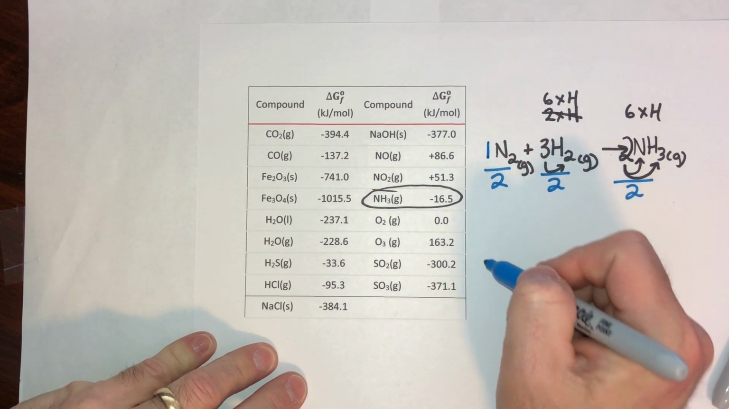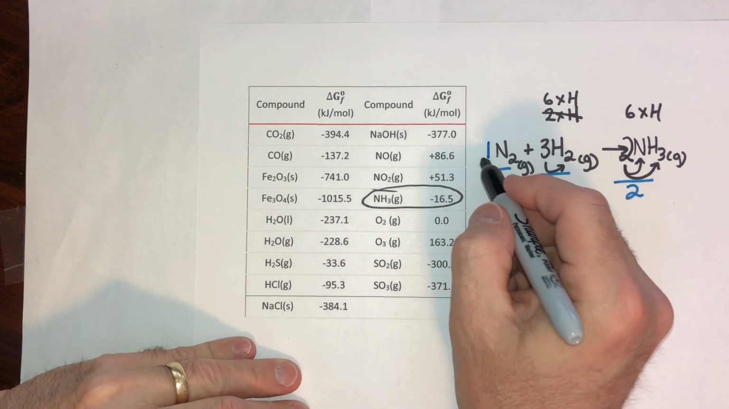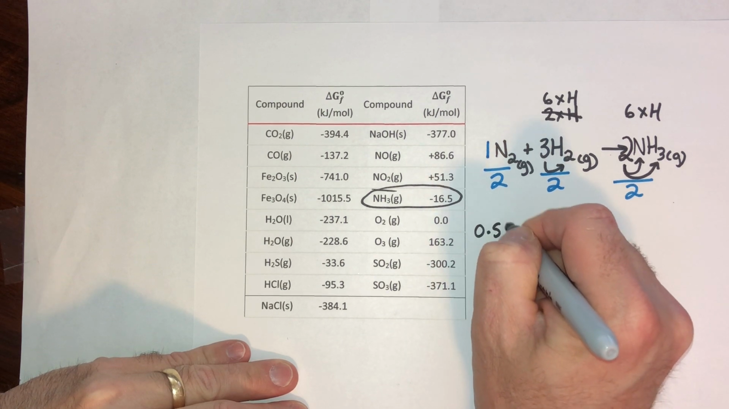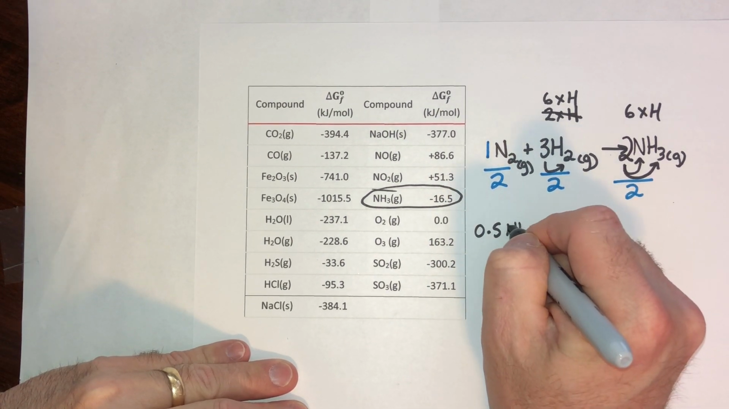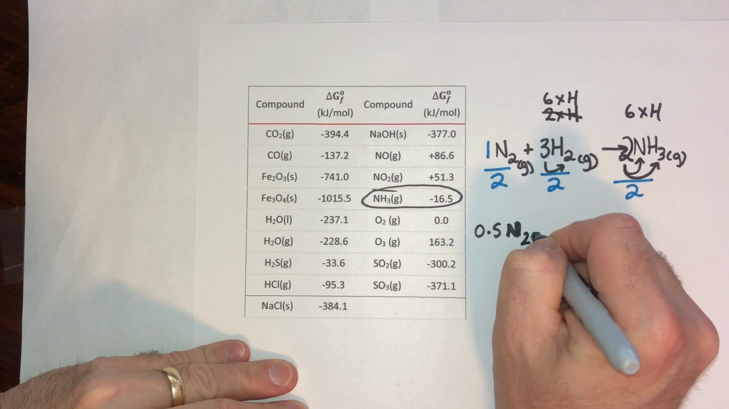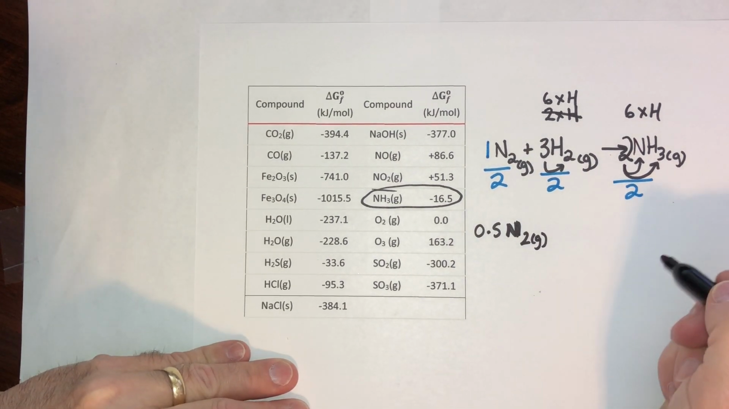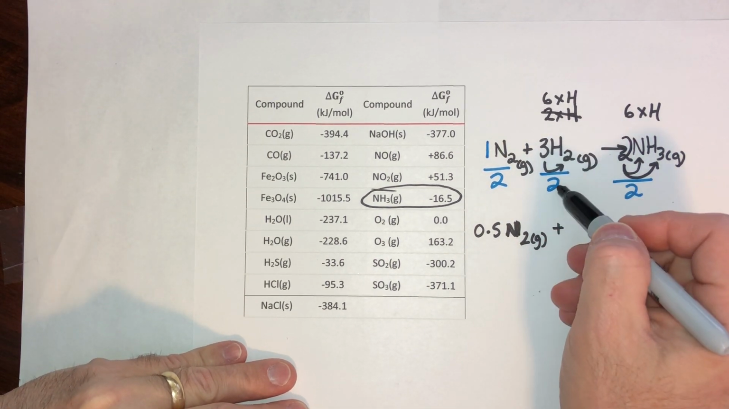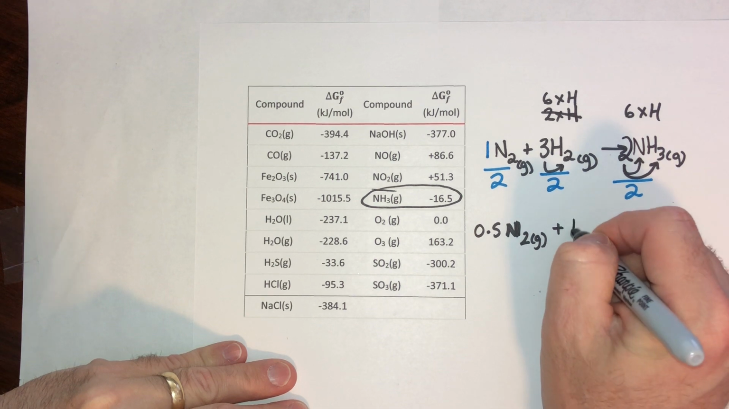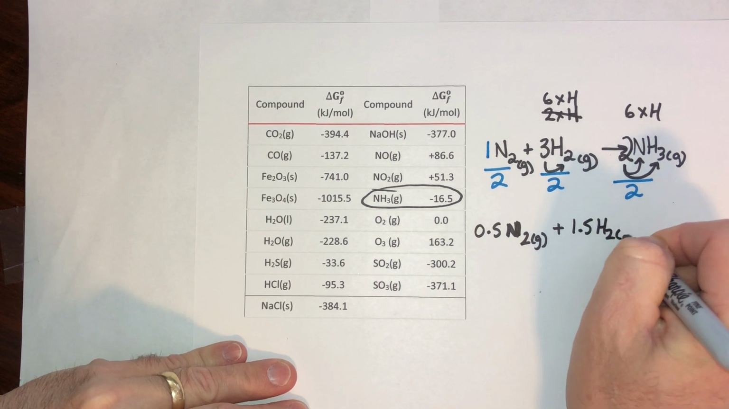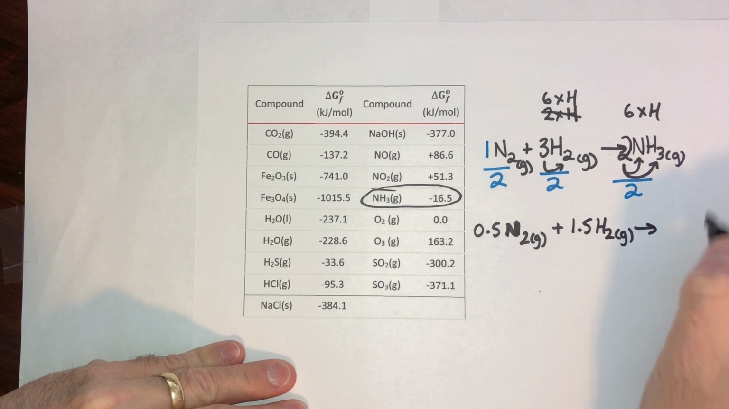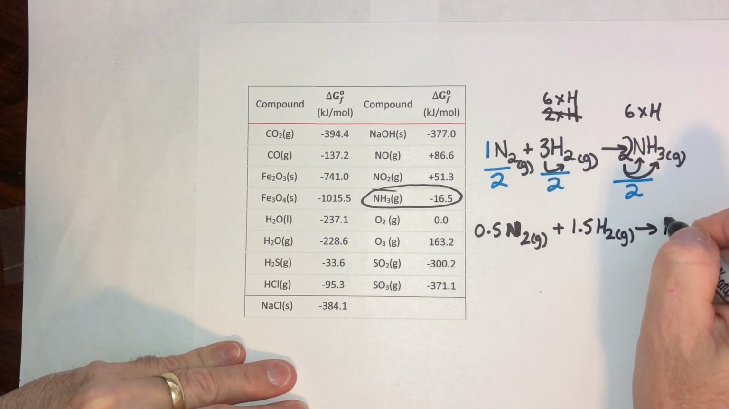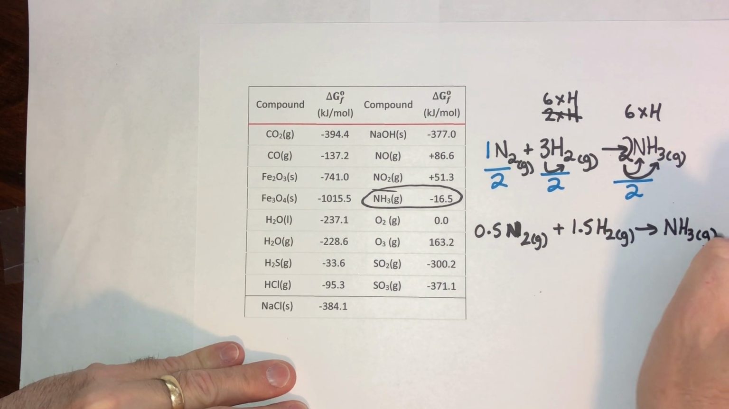Now, there is a 1 here. So if we rewrite, you had 1 N2 gas, but you divided it by 2, so now you've got 0.5 of an N2 gas. Whoops, my N got away from me. You originally had 3 H2s, but you've divided it by 2. So 3 divided by 2 gives you 1.5 of an H2 gas. You had 2 ammonias, but you've divided it by 2. 2 divided by 2 gives you 1. So this is an NH3 gas.